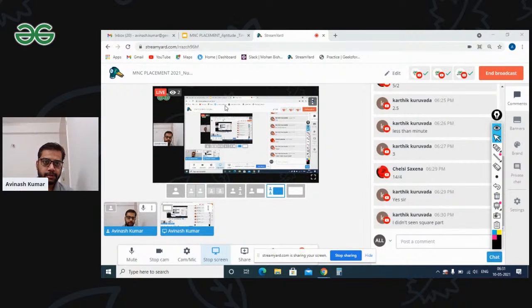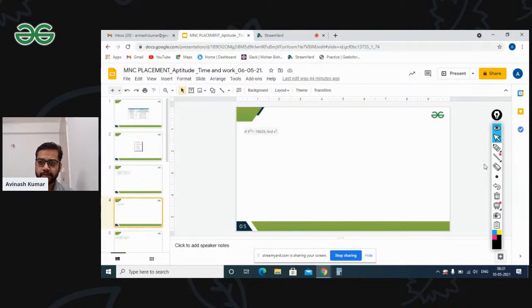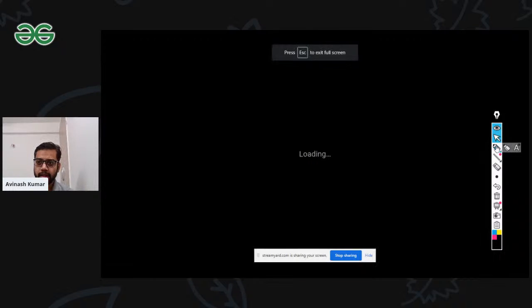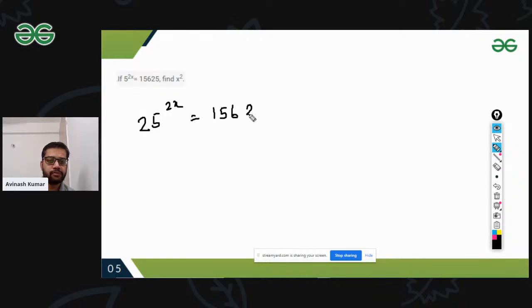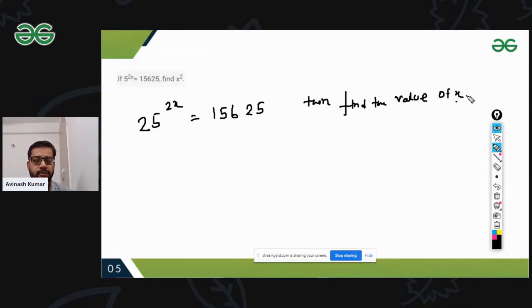Same question, I am just modifying this question. Like this: 25 to the power 2x is equal to 15625. Then find the value of x. What would be the value? 25 to the power 2x is equal to 15625, then find the value of x. Same question, I have just changed this base. What would be the answer now? Tell me.